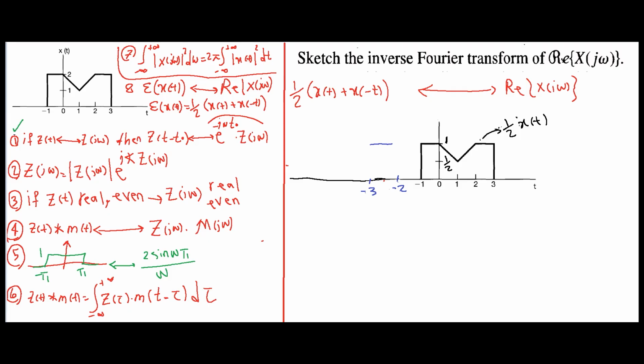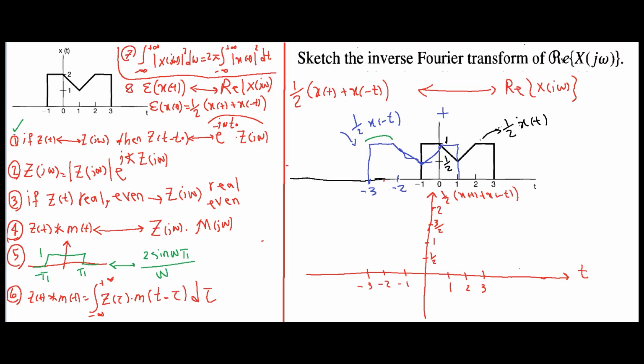To do this, we already have x(t). 1/2 of x(t) will have the same shape as x(t) in the interval from -1 to 3, but its amplitude changed to 1 and 1/2. 1/2 of x(-t) is exactly the same as 1/2 of x(t), but its interval will be from -1 to -3, as shown in the figure. Now we need to add these two together.